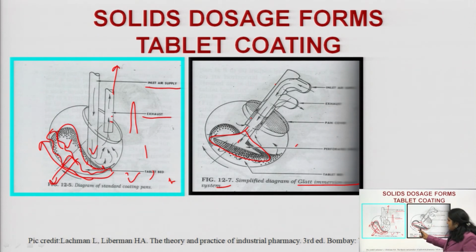So, because of this immersion, this inlet air has better contact with this tablet bed, thus leading to faster drying of this tablet coating solution and forming a film, and after carrying the moisture, this air passes through this exhaust to the outside. So, here there is a better contact between the hot air and the tablet bed, and thus the drying efficiency of this coating pan is much better, thus it suits the pilot plant scale up much better than this simple standard coating pan.